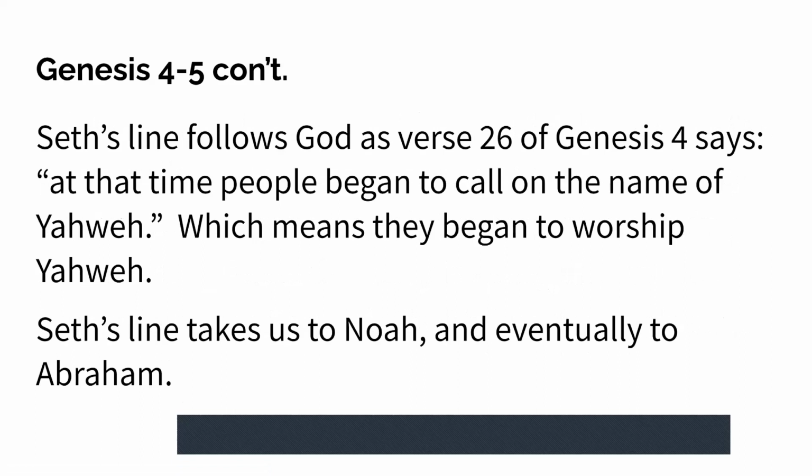Seth's line follows God, as verse 26 of Genesis 4 says, "And at that time people began to call on the name of Yahweh," which means they began to worship Yahweh. So we're in the time where we are moving towards monotheistic religion. Seth's line takes us all the way up to Noah, and eventually from there on to Abraham.